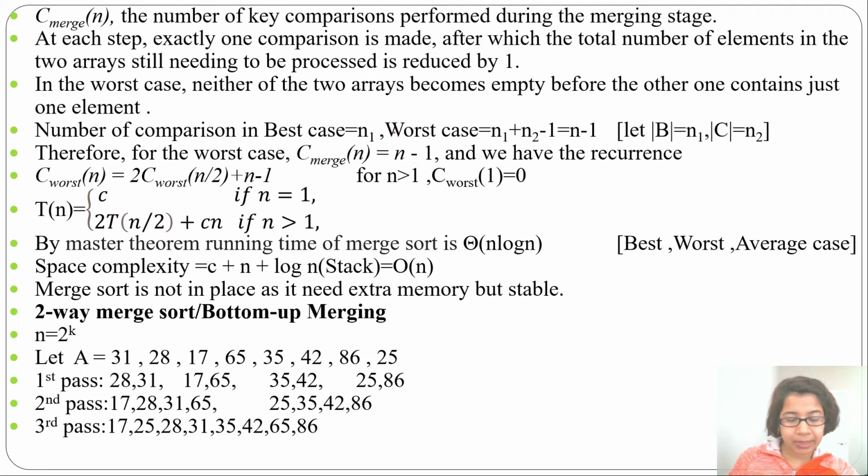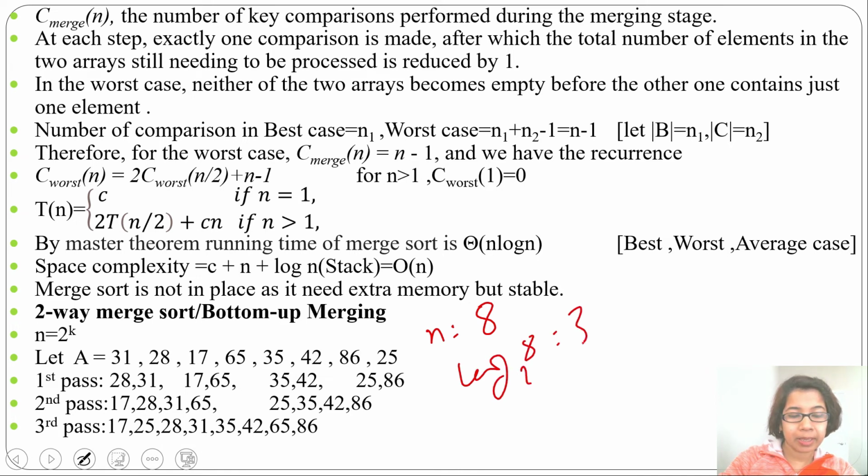So how many passes are required? Here n equals 8 and after 3 passes we got the result. So you can say log n base 2. Log 8 base 2 means 3 passes are required.